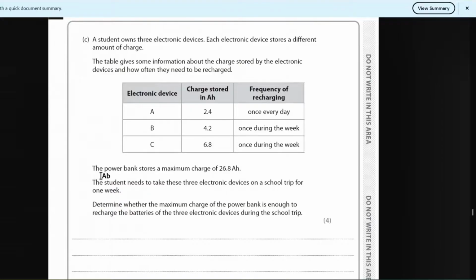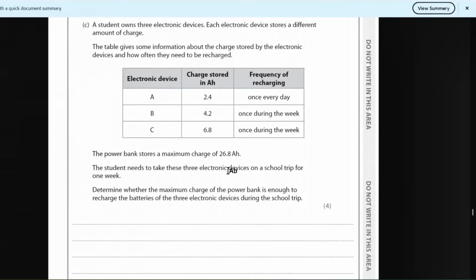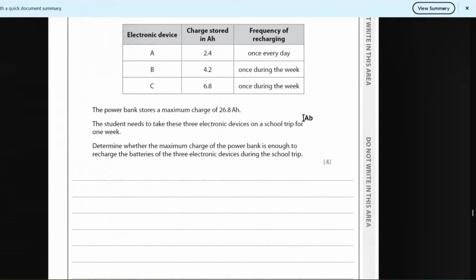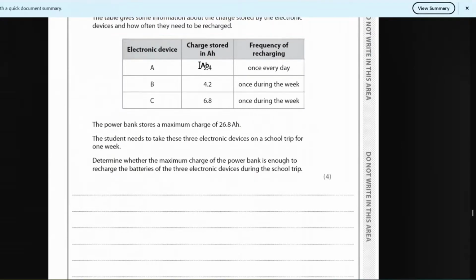Let's continue reading the question. The power bank stores a maximum charge of 26.8 ampere hours. The student needs to take these 3 electronic devices on a school trip for 1 week. Determine whether the maximum charge of the power bank is enough to recharge the batteries of the 3 electronic devices during the school trip. So the student is going on a trip and the trip will last 1 week. We need to calculate whether the power bank can recharge all of these devices. So let's calculate what's the total charge required by the devices over the 1 week period.